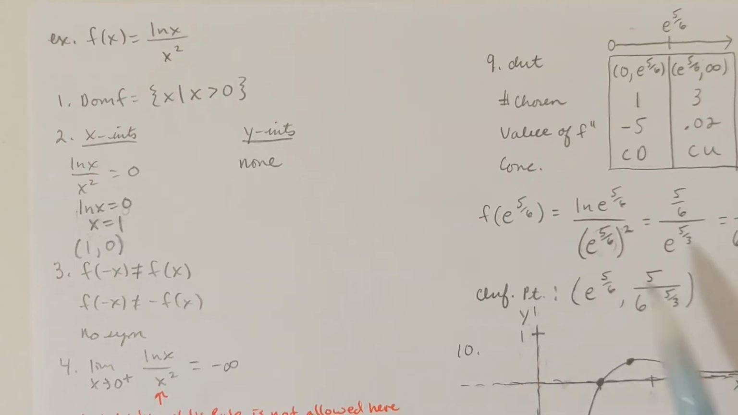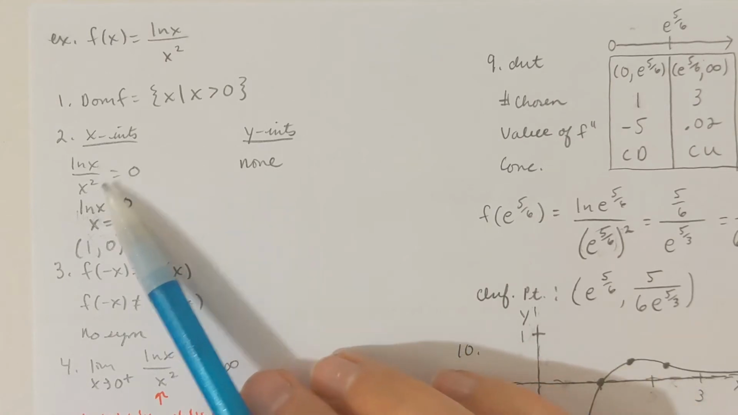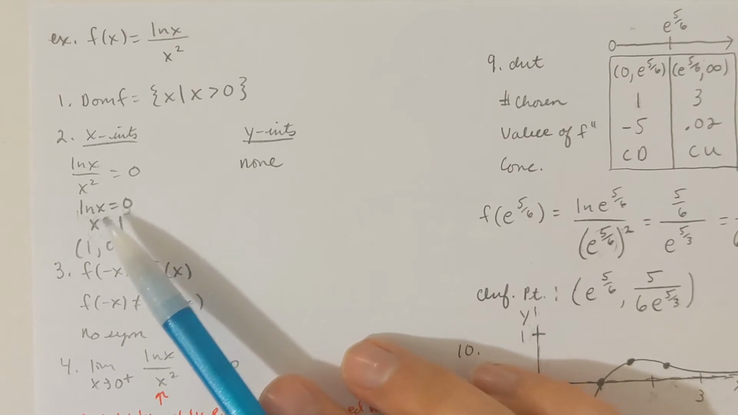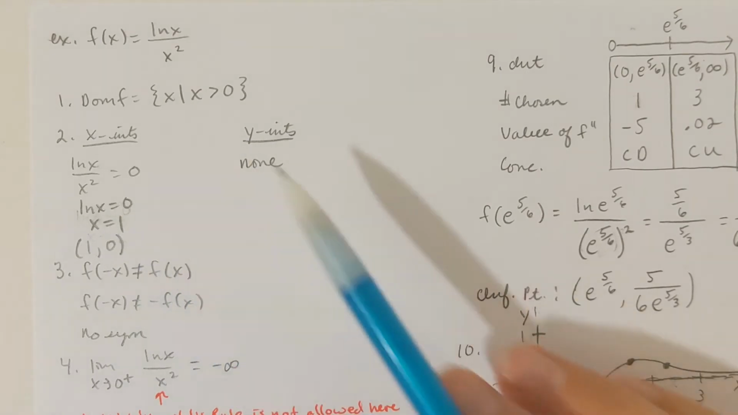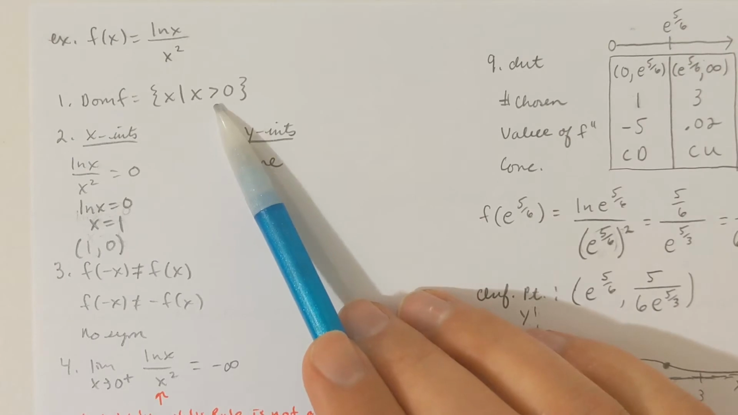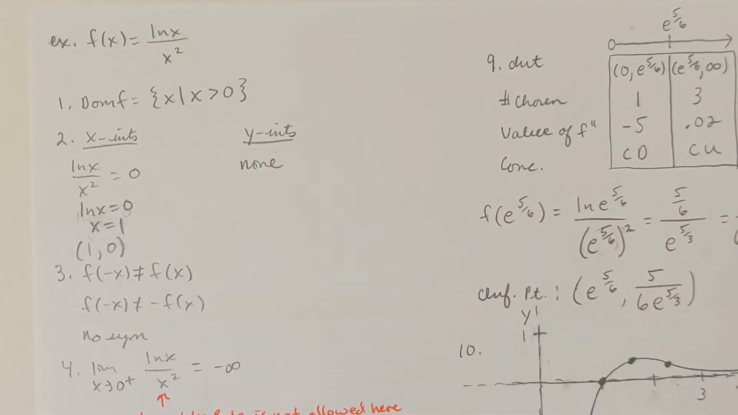Okay, step 2, I need the intercepts. The x-intercepts: when I set the function equal to 0 and multiply both sides by x squared, ln x equals 0 means that x is 1, ln 1 is 0, right? And how about the y-intercepts? Well, I can't plug 0 in for x, right? We've already said that 0 is not in the domain, so there's going to be no point where the curve will cross or touch the y-axis there. (1, 0) would be my only intercept then.